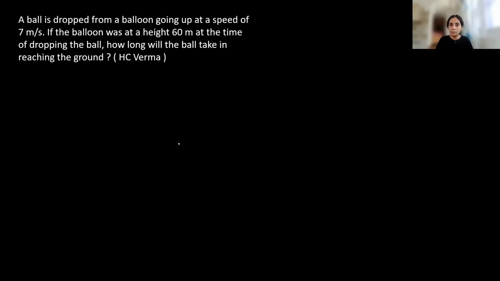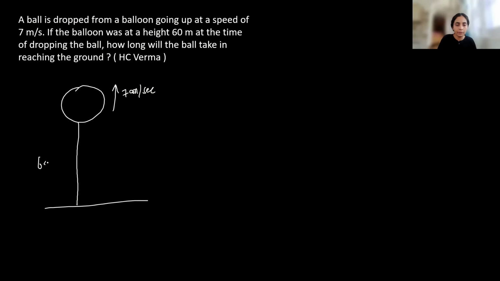Okay, now we will apply the concept we studied in the previous question here. A ball is dropped from a balloon. So there is a balloon and this is going up at a speed of 7 meter per second. And from inside it you have dropped an object. Dropping means you are not giving any velocity, but since it is dropped from a moving body, that object getting dropped will carry the velocity of the moving body, that is equal to 7 meter per second. Okay, so at what height is the balloon? It is at a height of 60 meter at the time of dropping the ball. How long will the ball take in reaching the ground?